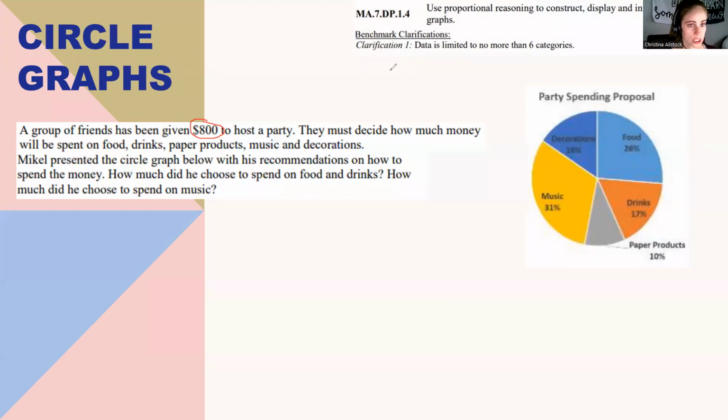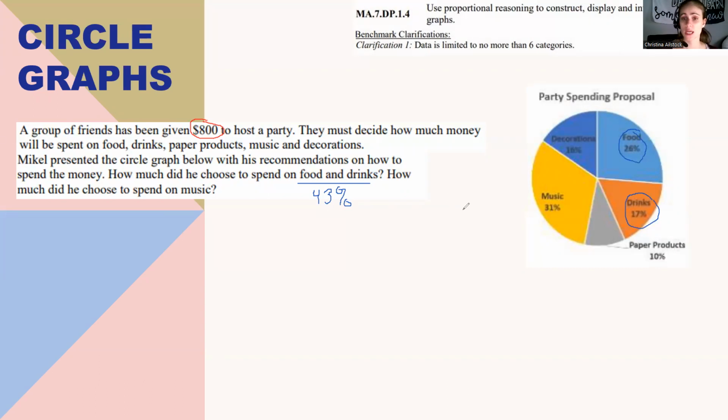So we want to know how much he's going to spend on food and drinks. So food is 26% and drinks is 17%. We want food and drinks together based on this question. So let's add those percentages together. 26 plus 17 says that we are spending 43% of the budget on food and drinks. So we want to know what 43% of 800 is.